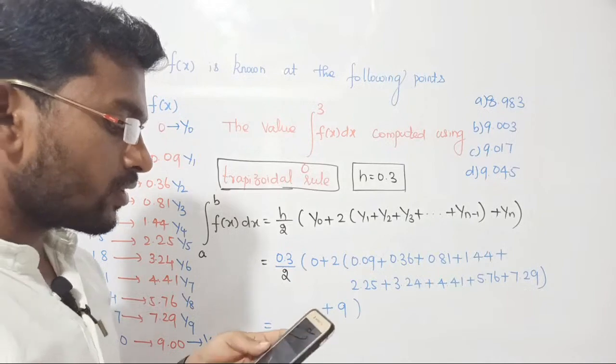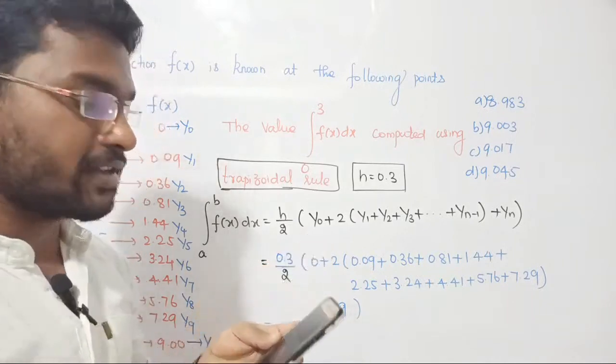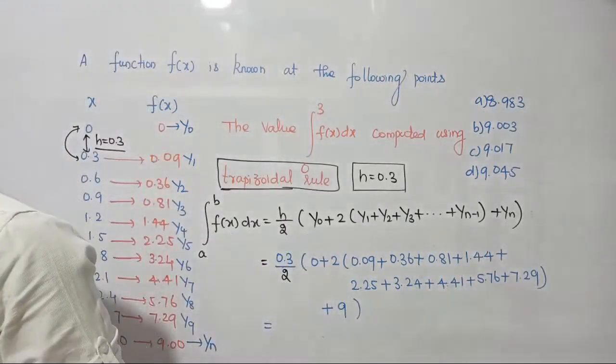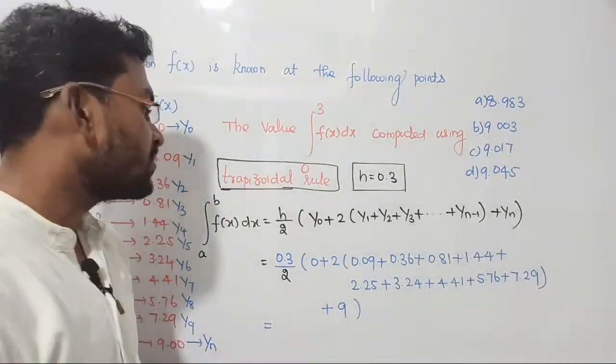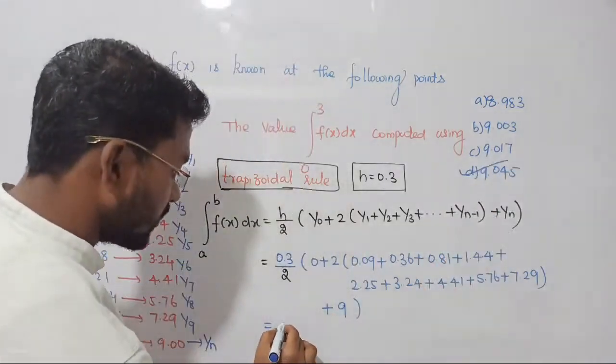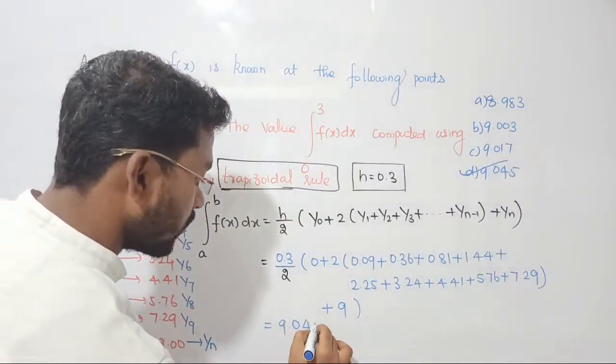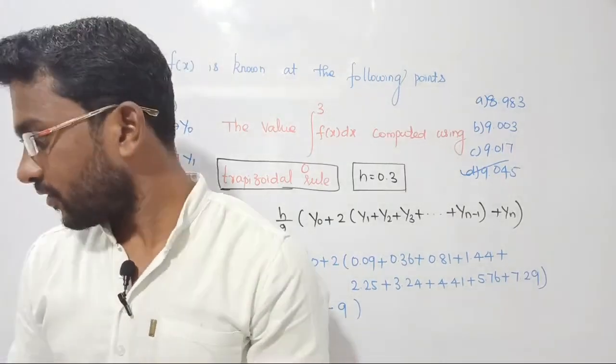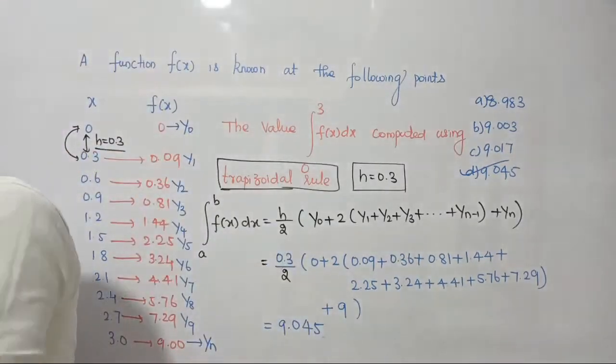Did anyone post your answer? You took the wrong step. Yes sir, I took the wrong step. H by 3, right? That is h by 2. That is step upon 2, right? So I got the answer as 9.045. Okay, fine. Let's select the next one.